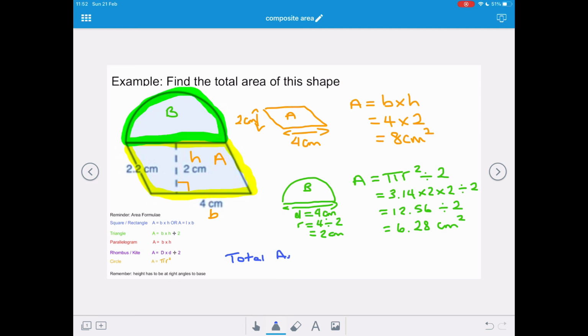So our total area, we're adding these two areas together, is going to be 8 plus 6.28, giving us a total area of 14.28 squared centimeters.